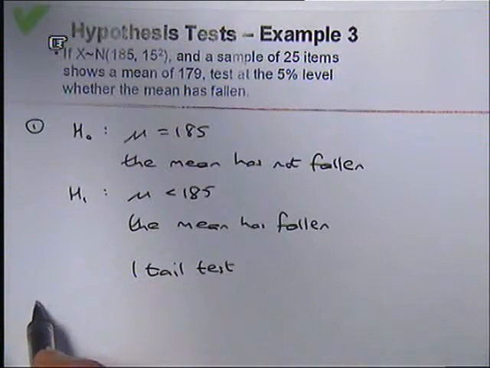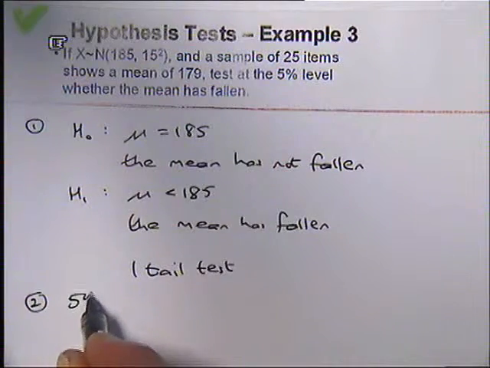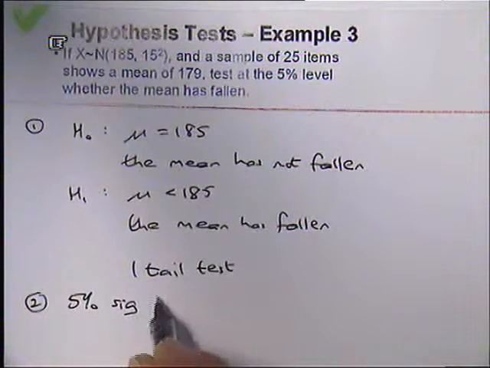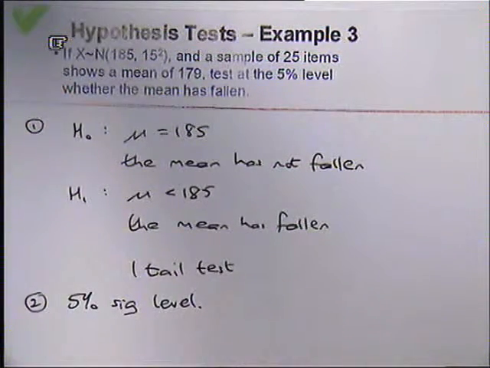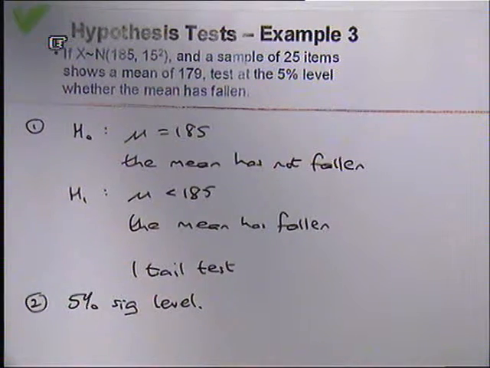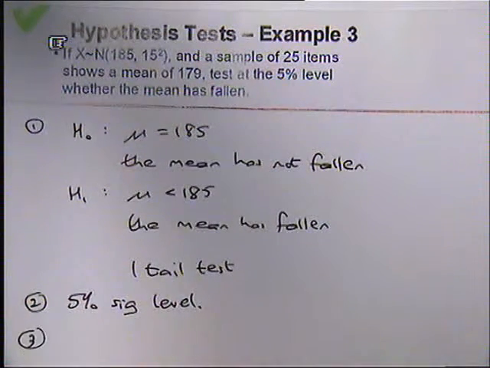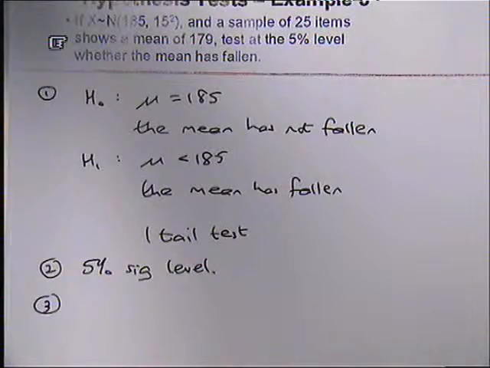So, step 2, decide on the significance level of the test. We are told we are working at a 5% significance level. Step 3, calculate a critical value and a critical region. I think this is a good point always to do a drawing.